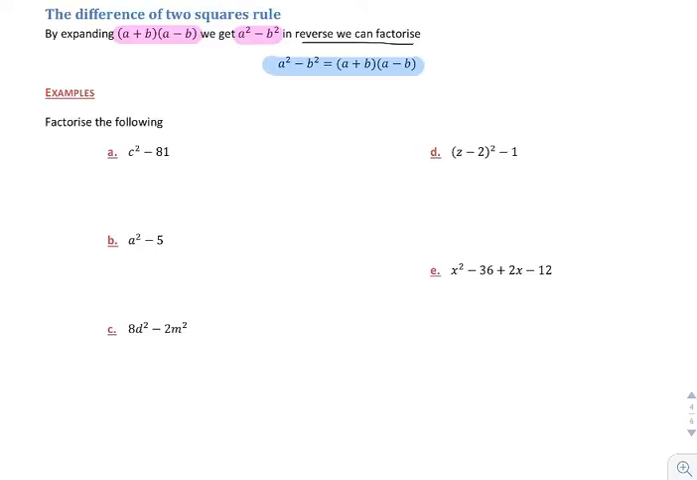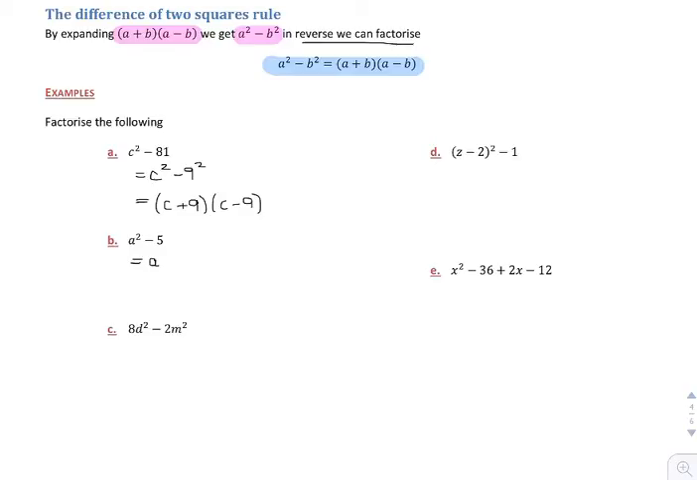Some examples of this. So we are asked to factorize the following, and the first one is c squared minus 81. We can rewrite 81 as 9 squared, so c squared minus 9 squared. Now in this particular case, the c is represented by a and the 9 is represented by b. So using a straight substitution, we can factorize this to get (c plus 9)(c minus 9), and that is fully factorized.